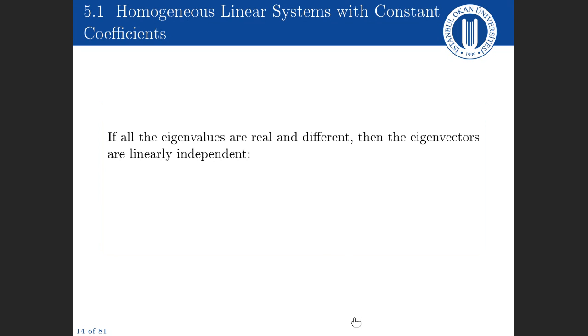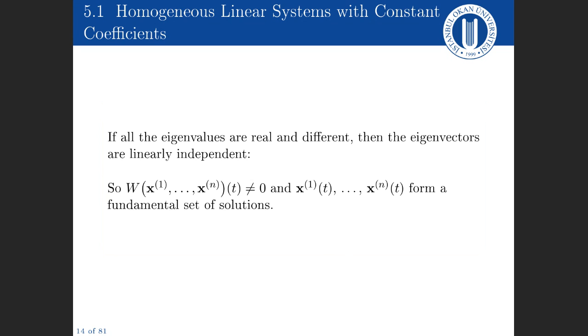For the easiest case, if all of the eigenvalues are real and different, then that means that the eigenvectors are linearly independent. And if the eigenvectors are linearly independent, then we can use that to prove that the Wronskian is always non-zero. In other words, as long as the eigenvalues are real and different, we always have a fundamental set of solutions.